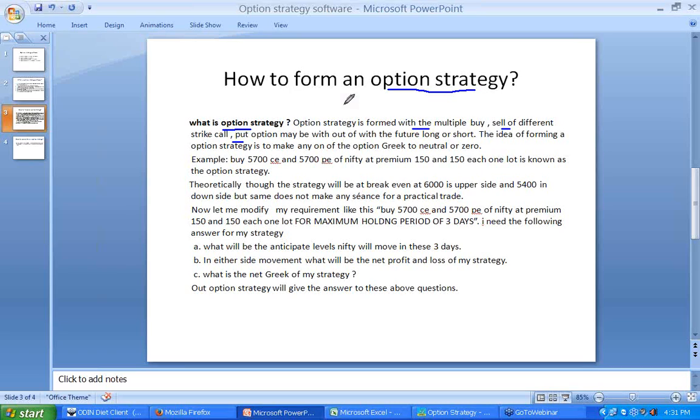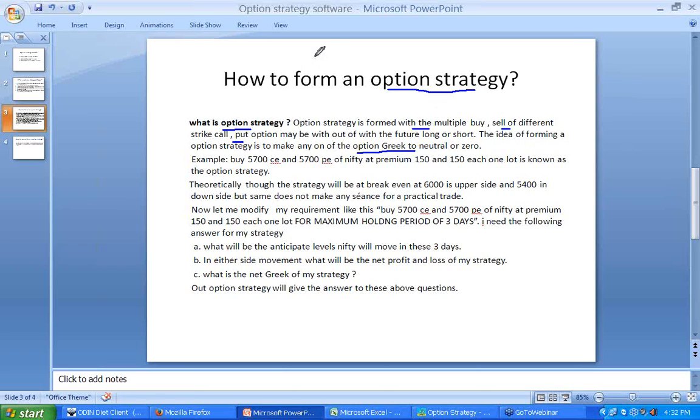So the idea of forming an option strategy is to make any one of the option Greeks neutral or zero. If you make any one of the option Greeks neutral or zero, then that is known as your Greek neutral strategy. There your objective is being pictured, or the objective is being given priority, for forming the strategy.